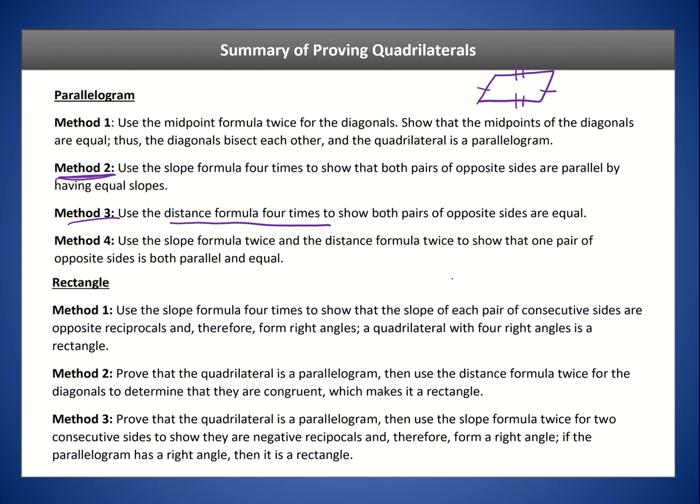Now, if you had a rectangle, what makes a rectangle special is that it has 4 right angles, right? And that's what makes it a rectangle, having the 4 right angles. So you can use the slope formula 4 times to show that the slopes are opposite reciprocals, and therefore they form 90-degree angles. That's method 1. You can also prove that this is a parallelogram by showing that those are parallel. That's just showing that it's a parallelogram. And then you can use the distance formula to show the diagonals.